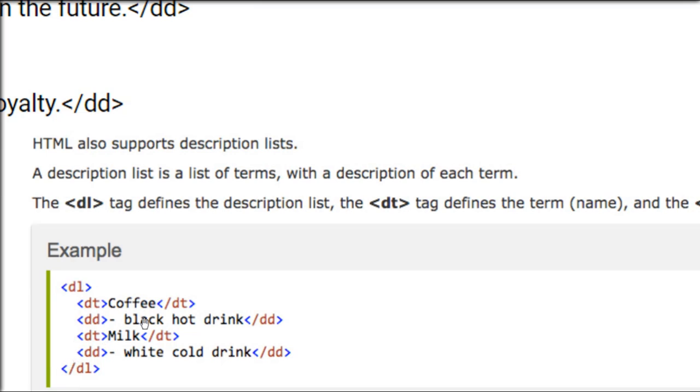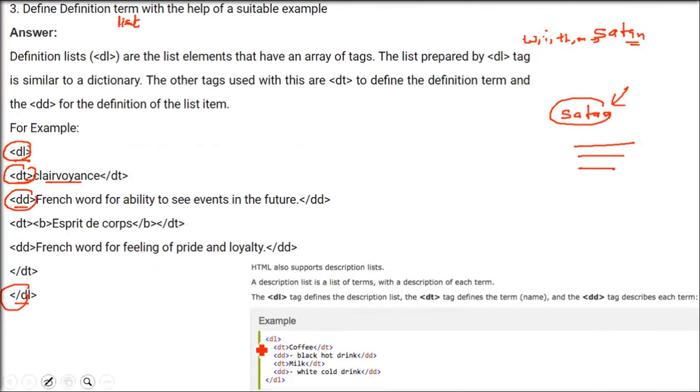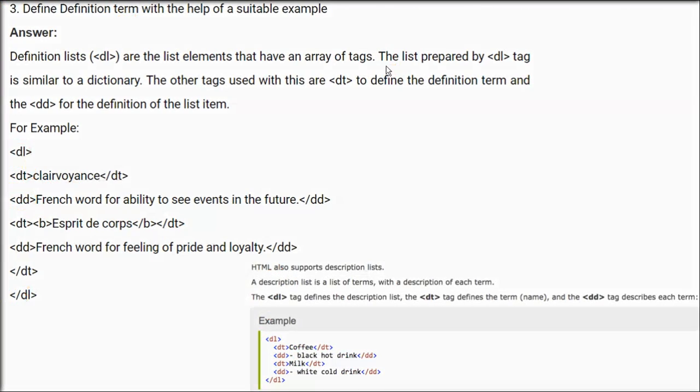DL. So definition list, start and end. Then you have DT, that is the definition term name. So this will be the word whose definition is going to follow. So we have coffee and milk. These are in DT. So these are two words whose definition will be shown. And what about coffee? Definition DD. Below coffee you see DD. That is where the definition of coffee is. Below milk you see DD, which is white cold milk, which is actually the definition of this milk.